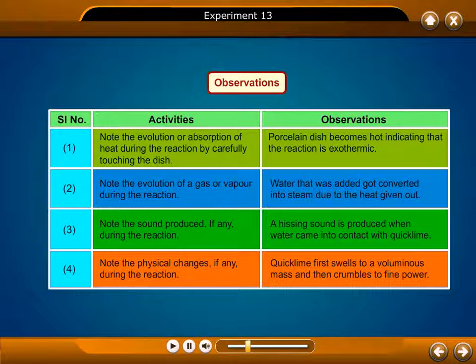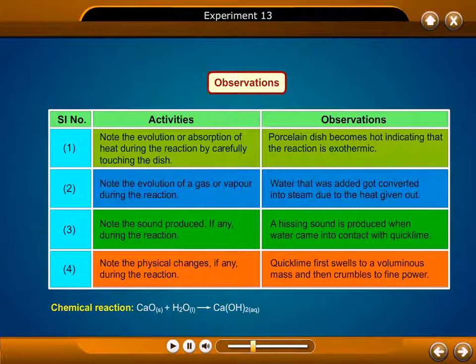Activities: note the evolution of a gas or vapor during the reaction. Observations: water that was added got converted into steam due to the heat given out. Activities: note the sound produced, if any, during the reaction. Observations: a hissing sound is produced when water came into contact with quicklime. Activities: note the physical changes, if any, during the reaction. Observations: quicklime first swells to a voluminous mass and then crumbles to fine powder.